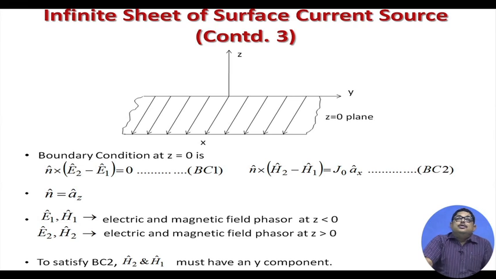Now, let us put in the boundary conditions of electromagnetic fields, which you all know. Applying the boundary condition at z equal to 0, where n is a normal vector, n cross E2 minus E1 is zero. That means the tangential component of the electric field should be continuous, that is boundary condition 1 of the electromagnetic field. Similarly, for the tangential component of the magnetic field, n cross H2 minus H1 is discontinuous, and the amount of discontinuity is the surface current density. It is the second boundary condition of the electromagnetic field.